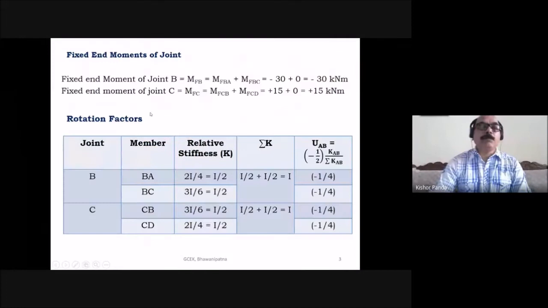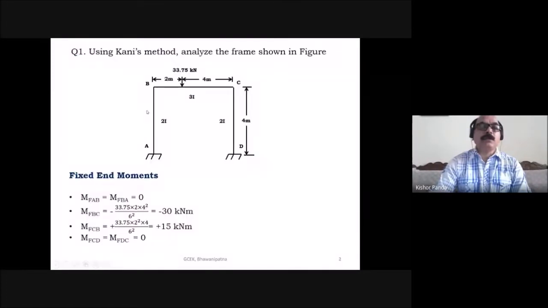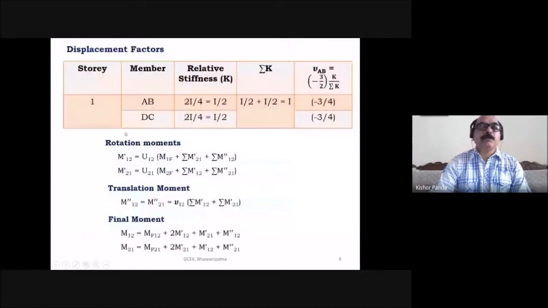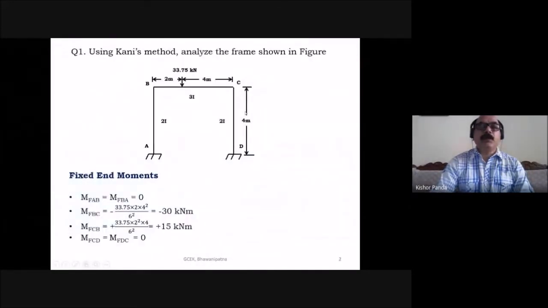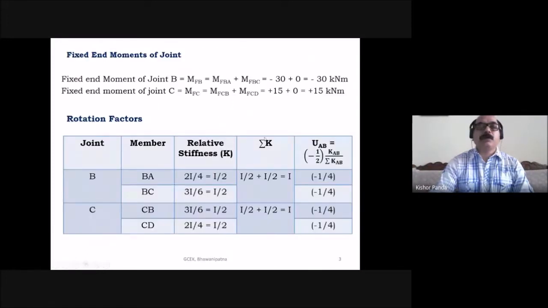How many members are there in the story? In the first story, AB member and CD member. There are 2 members, AB member and DC member or CD. So what is the relative stiffness of the vertical member AB? You know, 2I by 4, and the CD member is also 2I by 4. This is the relative stiffness of the vertical member.